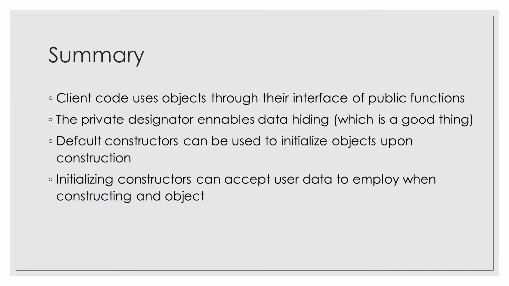So what have we learned here today? We've learned that clients interact with objects through the public member functions provided by our class definition. This is the interface. That we can use private to hide data away. The default constructors can be taken over by us if we want to, so that we can initialize objects when they're constructed, or that we can write initializing constructors that can accept user data and use that instead.